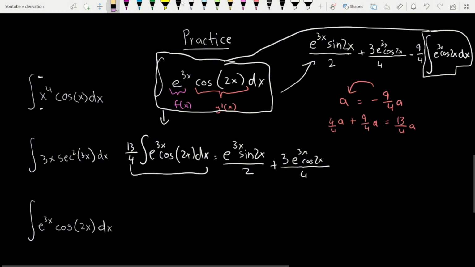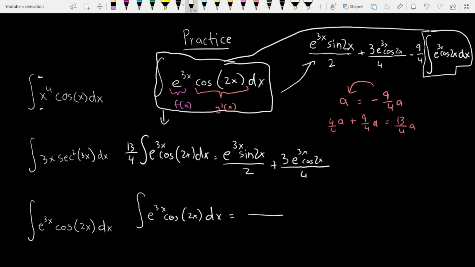And now you can basically get rid of this thing, and how you're going to do that is by sending this 13 by 4 to the other side. So this is going to be 13, that is going to be 2e^3x sine 2x plus 3e^3x cosine 2x, and of course don't forget your plus C.